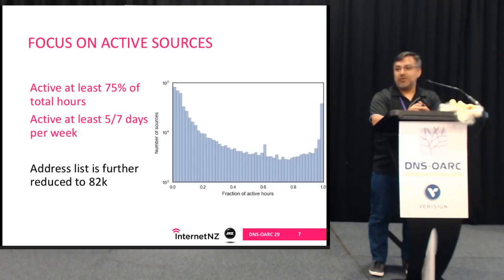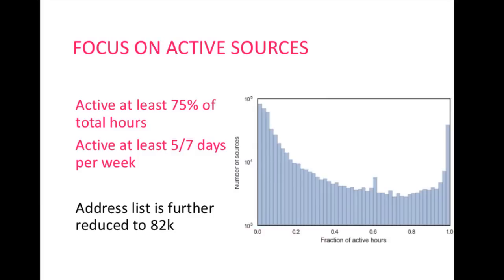Then we focus on finding which are the most active. We define active as having traffic in 75% of the total hours of that period, and they have to be active at least 5 out of 7 days per week.